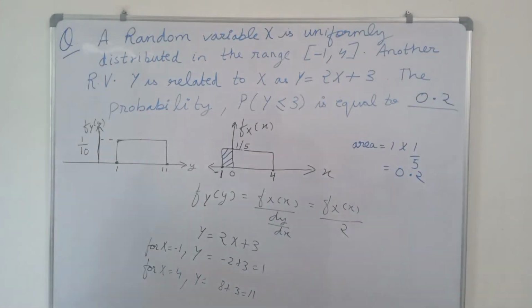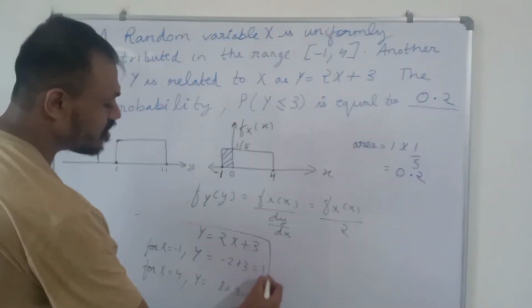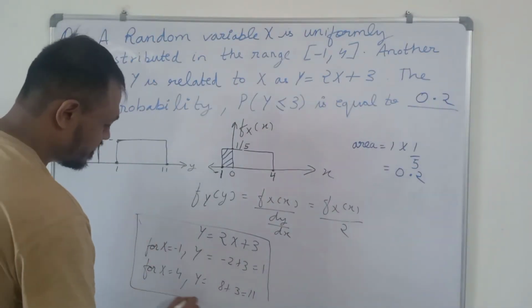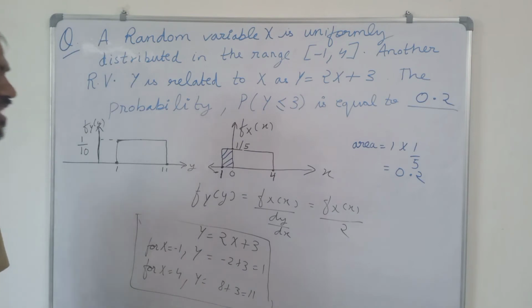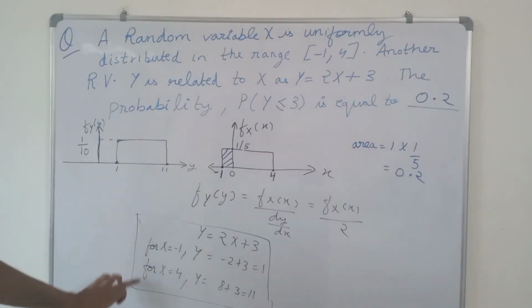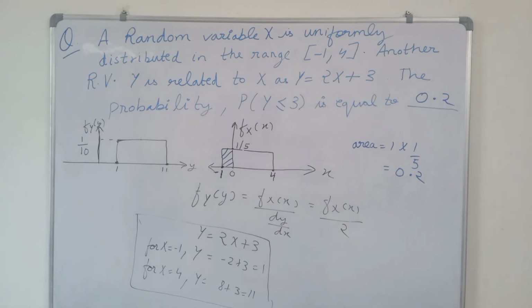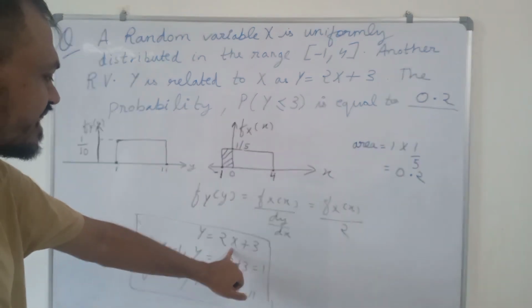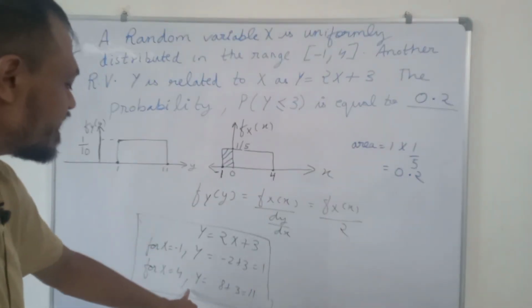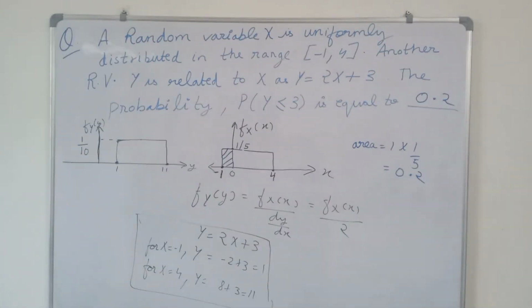And the range of y we can find by this method: just put the range of x in the equation for y. So x was -1, put x equal to -1 here, so we get y equal to 1, and when x equals 4, put x equal to 4 in this equation, so we get y equal to 11.